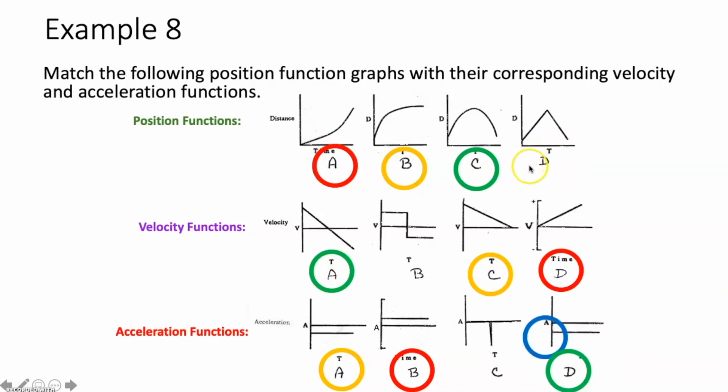Lastly, the graph of D is our position function. It is a constant positive slope followed by a constant negative slope. We got a corner. So in our velocity function, we need a y value that is a constant positive number followed by a y value that is a constant negative number. That's why D matches with B right here. And then the derivative of our velocity function would be our acceleration function. So we're looking for a 0 slope followed by a 0 slope. So 0 slope, 0 slope, that would be C right here. So that's how those work.